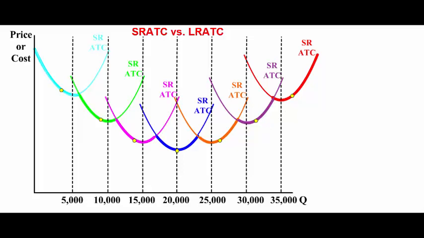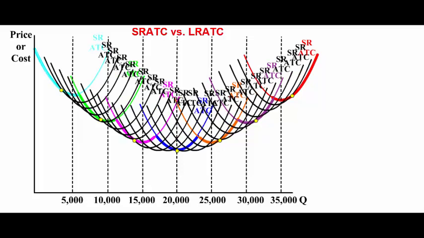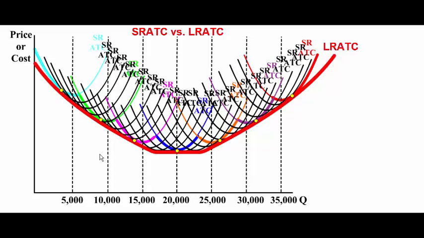Notice when we put all the different firm sizes onto the graph in just a second, you'll notice that there's an envelope that forms that is tangent to the short-run average total cost curves. We call this envelope the long-run average total cost curve. So if you've noticed, we put in a red long-run average total cost curve where the short-run average total cost curves are tangent to this long-run average total cost curve.